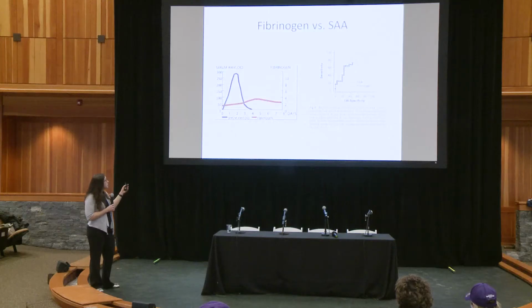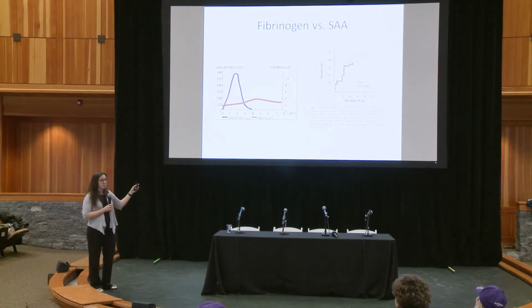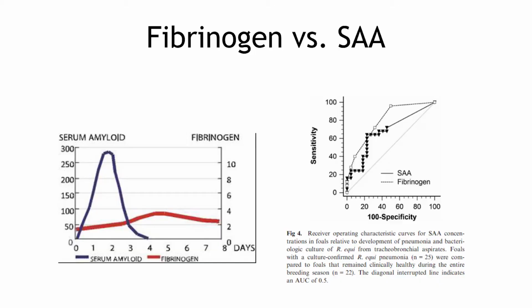So just to show you, this is SAA versus fibrinogen. And this, I think, is where we get into trouble with SAA and Rhodococcus, is that day 0 here on the left-hand side is when an infection or inflammatory insult occurs. The SAA gets this very high peak very quickly, and then it can come down. The fibrinogen takes longer to go up.